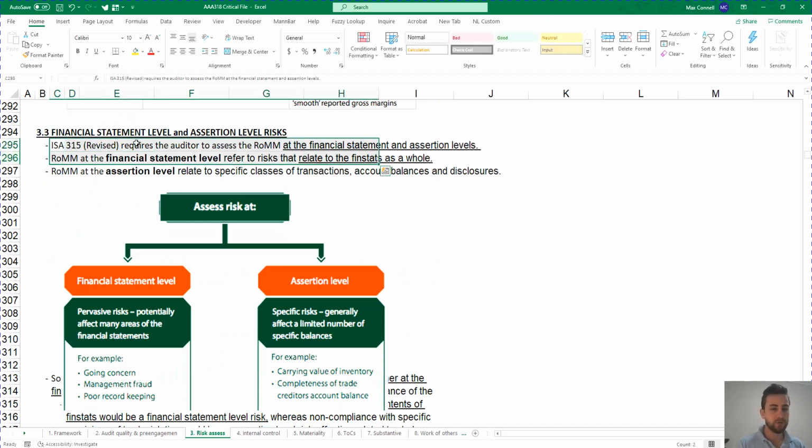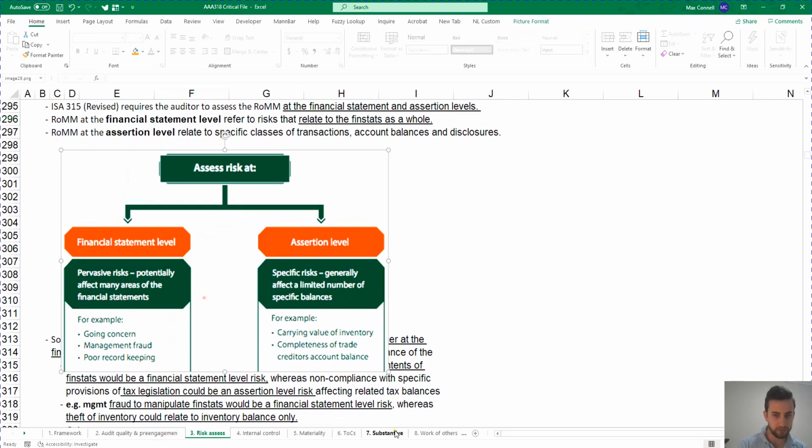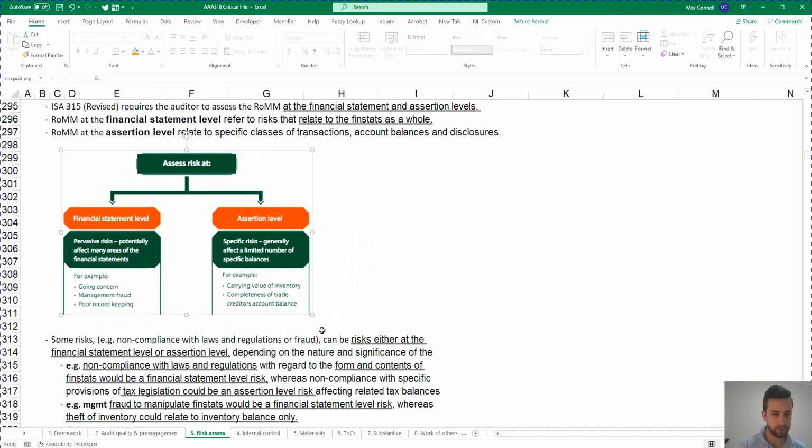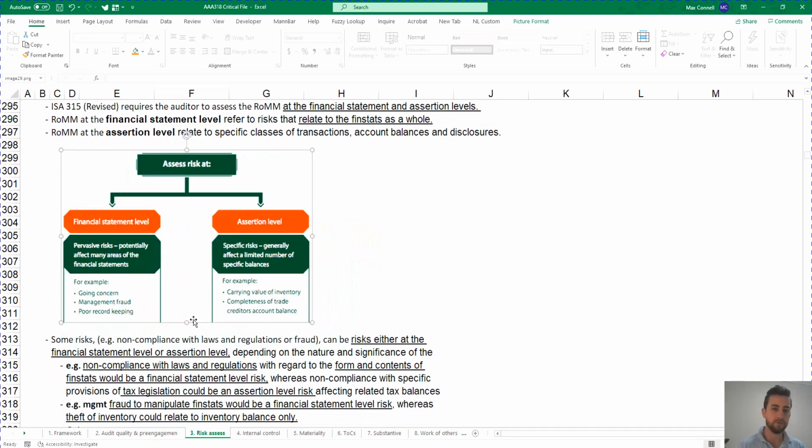Okay, so let's move on to the next area, which is financial statement level and assertion level risk. I've already gone through this with you and discussed the two different meanings as to why they're so important. Let's do a quick recap. Auditors need to assess risk in two areas. Number one, financial statement level, which is across the whole financial statements. These are pervasive risks, anything which may impact the understanding or the reporting of financial statements as a whole.